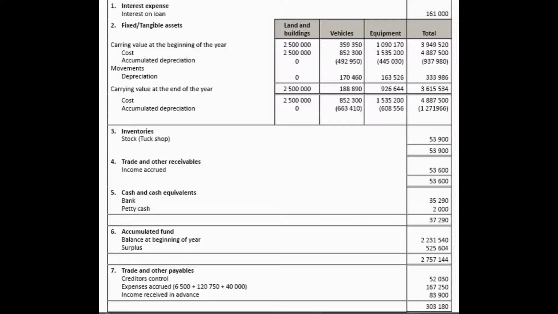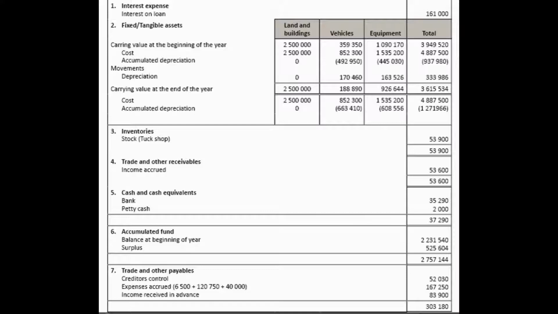Okay, and then the carrying value at the end of the year is just the cost price of each of those items less the accumulated depreciation. So that was the accumulated depreciation at the beginning of the year plus this year's depreciation. So for example, vehicles, the beginning of the year, it was 492,950. This year, the depreciation was 170,000. So that will give you an accumulated depreciation at the end of the year for vehicles of 663,410.